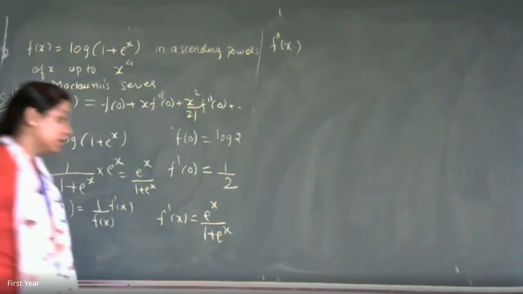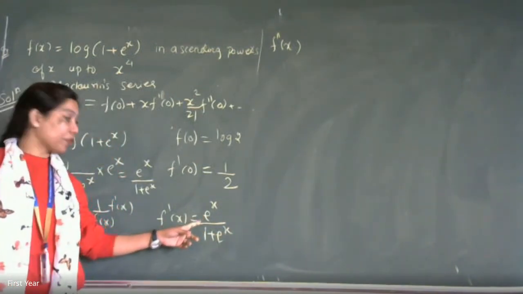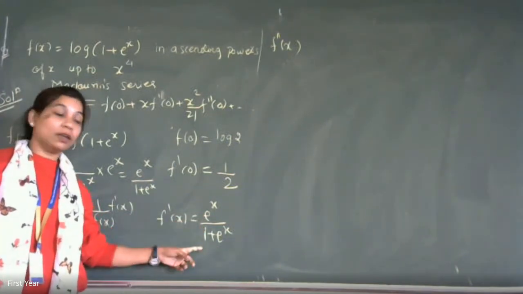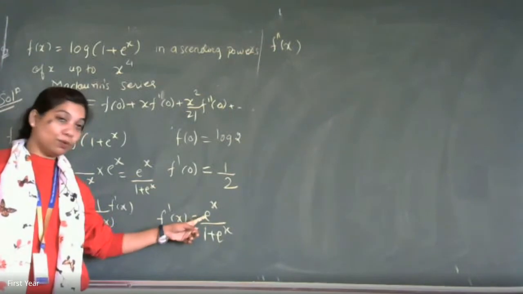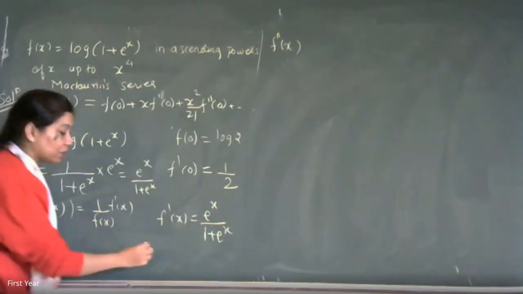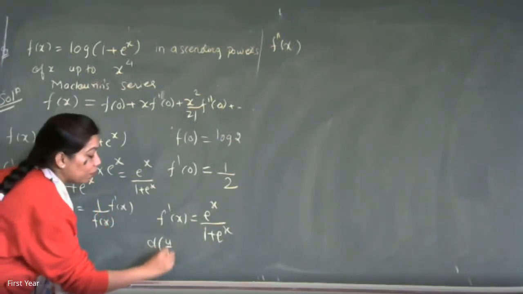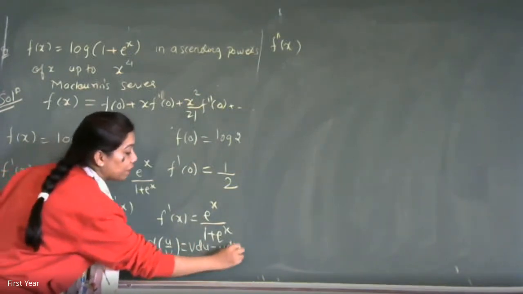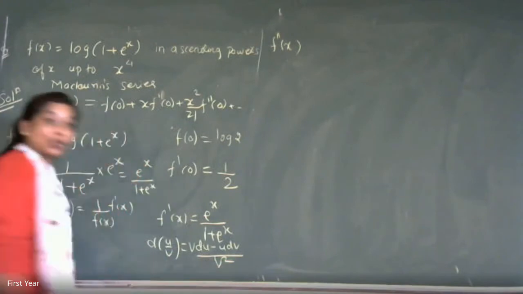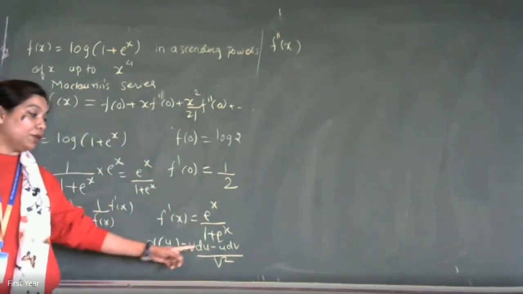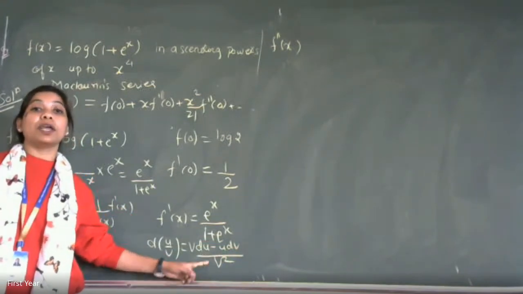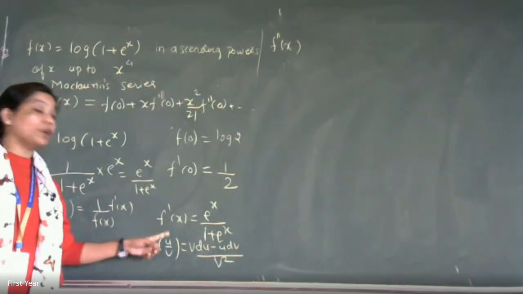But those who are a bit slow, you can listen here. This is u by v. So what is the formula for u by v? Derivative of u by v is v into derivative of u minus u into derivative of v upon v square. That is your formula for derivative of u by v.